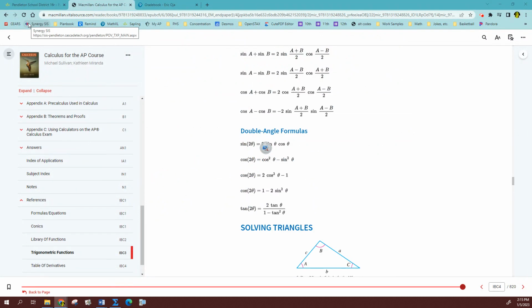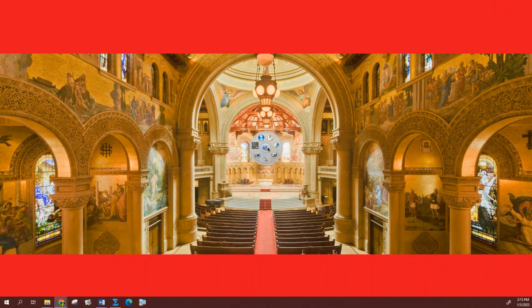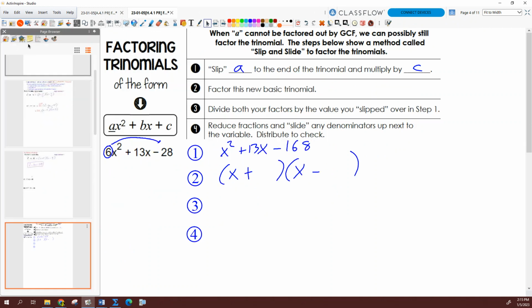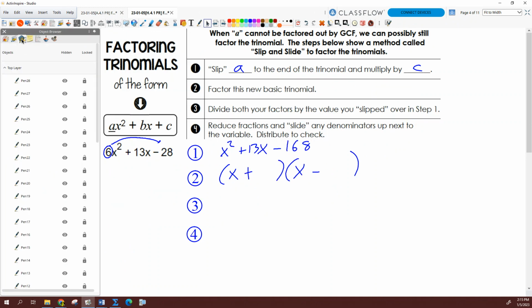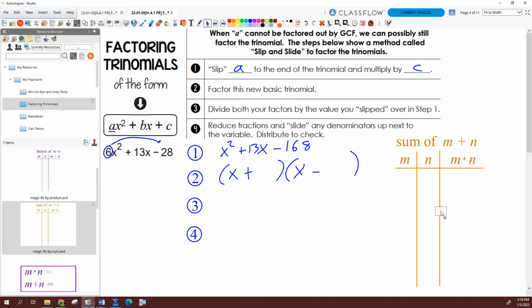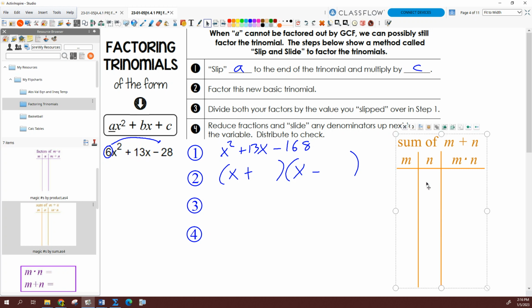Oh, what did I just do? There it is. There we go. Okay. I want this one. Okay, I'm going to use this table.